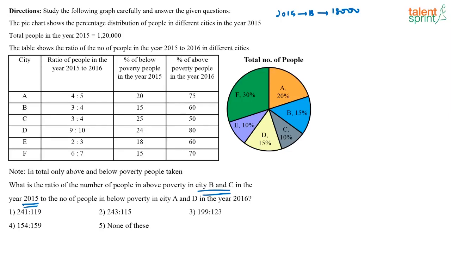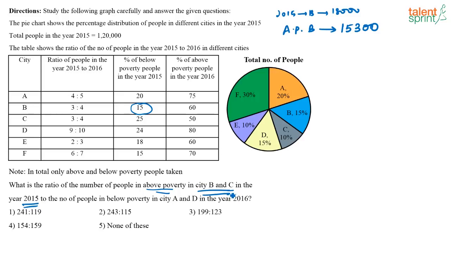Now, out of this 18,000 people in city B, how many people are there above poverty line? See, here in city B it is given that 15% of the people are below poverty line. Or what can I say, out of this 18,000 people, 15% are below poverty line, means that is 18,000 into 15 by 100, right? What is 15% of 18,000? That is nothing but 1,800 plus 900, that is 2,700. So I can say that out of this 18,000 people, 2,700 people are below poverty line in city B. So how many people are there above poverty line in city B? It is nothing but 18,000 minus 2,700, which is equal to 15,300. So many people are there above poverty line in city B.